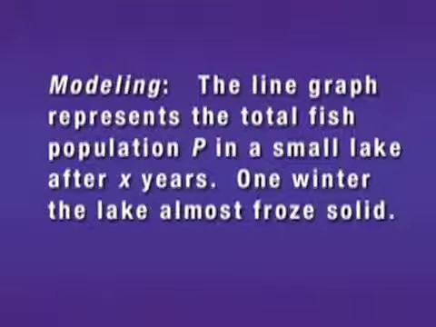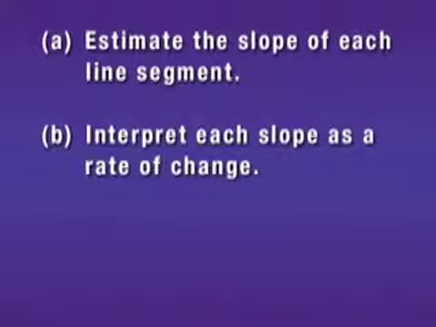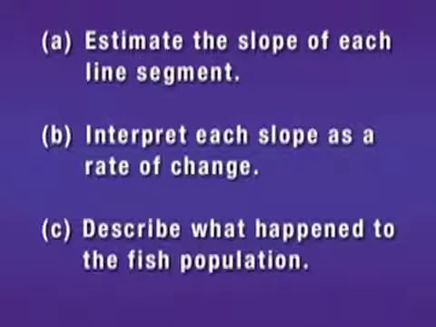The line graph represents the total fish population P in a small lake after X years. One winter, the lake almost froze solid. Part A, estimate the slope of each line segment. B, interpret each slope as a rate of change. C, describe what happened to the fish population.